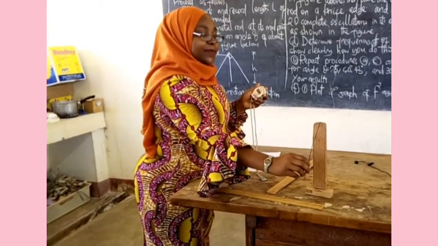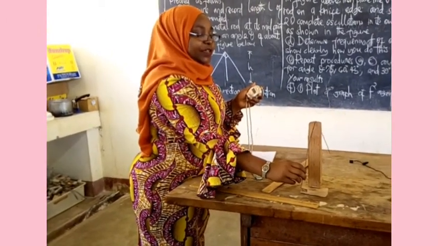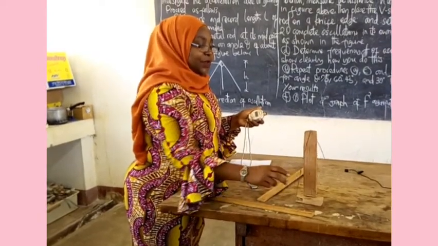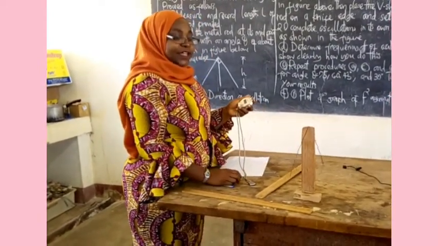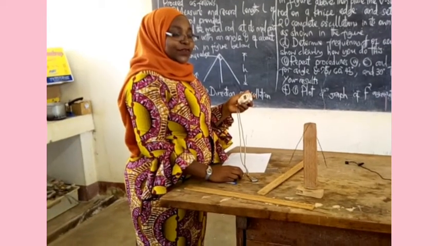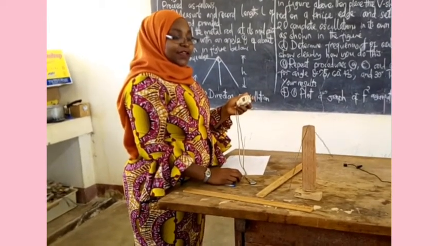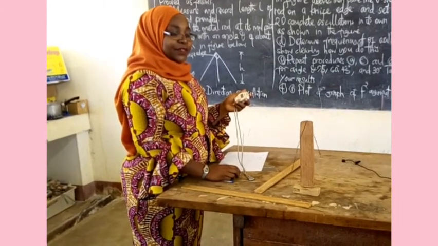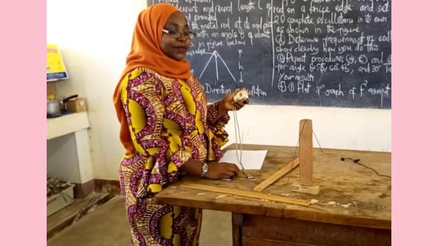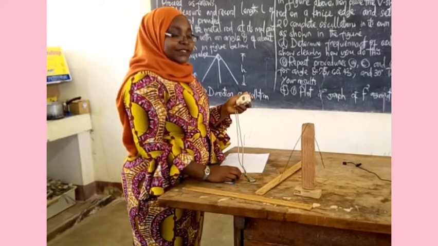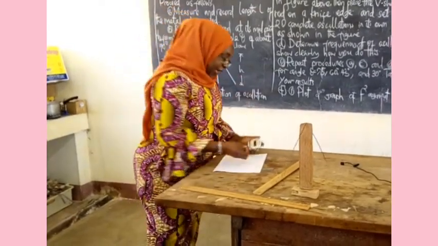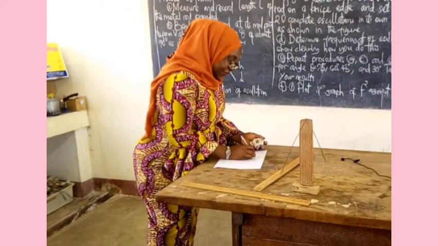Kwamba tuna displace namna hii, then tunaachia. 1 2 3, 1 2 3 4 5 6 7 8 9 10 11, 12, 13, 14, 15, 16, 17, 18, 19, 20. Okay. I have a time for 20 oscillations.